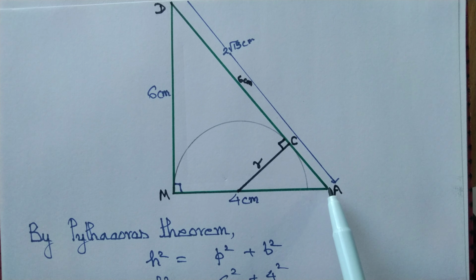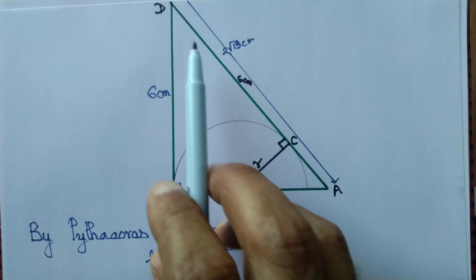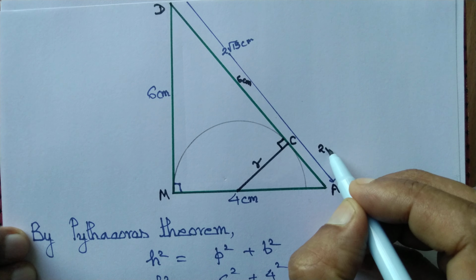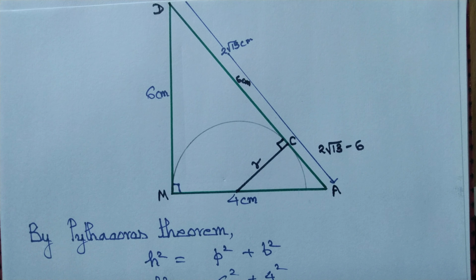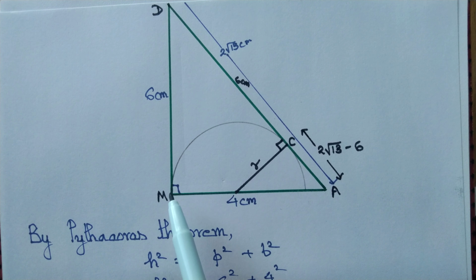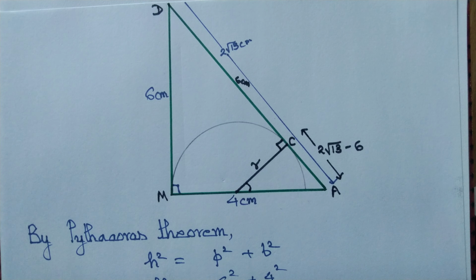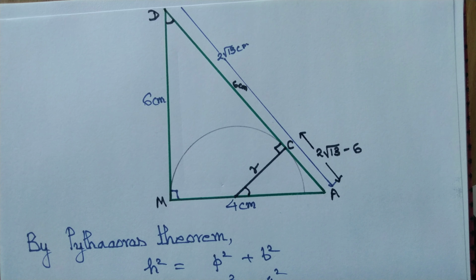Then what can we say about AC? Since CD measure 6 centimeter and the total is 2 root 13, AC must be equal to total minus bigger, 2 root 13 minus 6. Total minus bigger gives us smaller. Fine, we got AC equal to 2 root 13 minus 6. Observe that since this angle measure 90 degree, so does this angle equal to 90 degree minus A, and this is also equal to 90 degree minus A, so those two are equal.